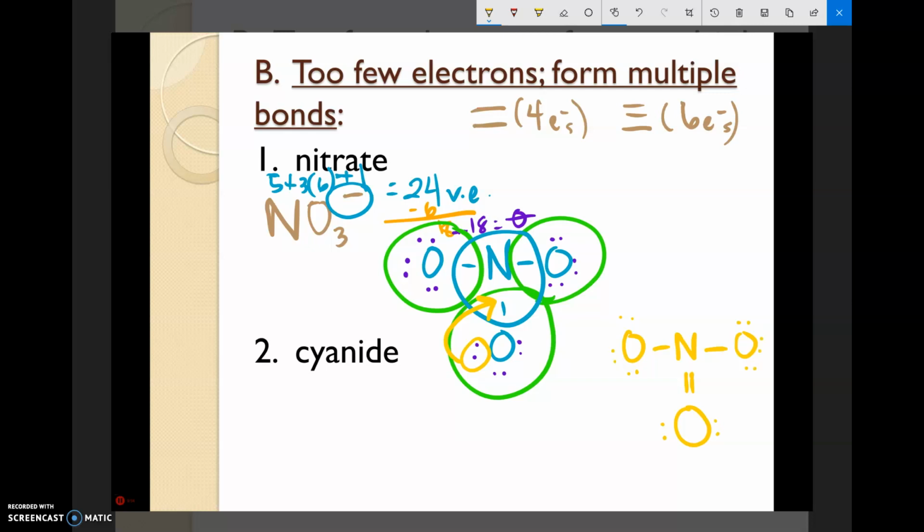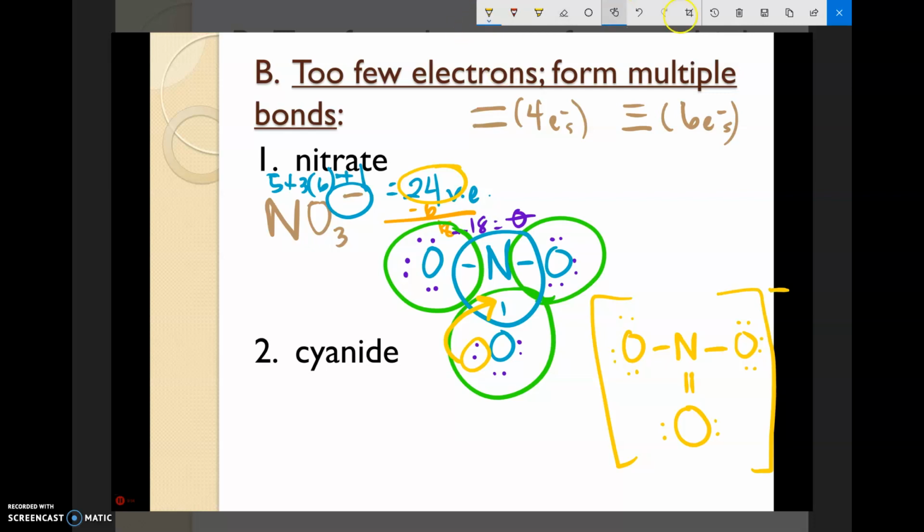Okay, let's double check. This oxygen still has 8. The bottom one has 8. The right one has 8. And now if you notice, the nitrogen has 2, 4, 6, 8. And that's perfect. And then we've only used the 24. Let's double check. We've got 2, 4, 6, 8, 10, 12, 14, 16, 18, 20, 22, 24. So we're fantastic because we have a charge. We put our brackets around this with the charge on the upper right hand side.